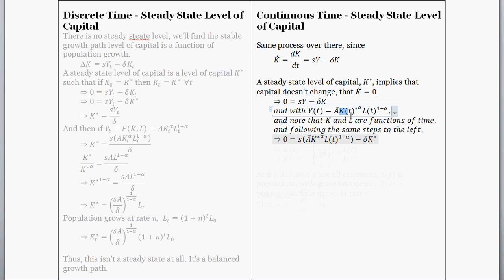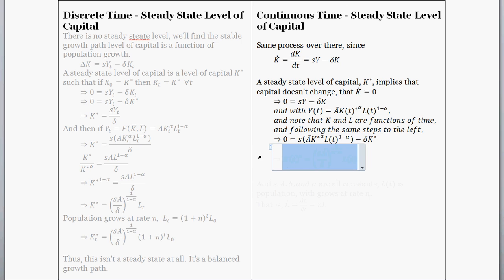So note that capital is a function of time normally. However, by defining it as a steady state level, we're calling it this K star. And then also labor, we were told, changes through time, right? Because it grows at rate n. So plugging all that in, we have 0, the change in capital is equal to the savings rate times output y minus delta times the current capital stock.